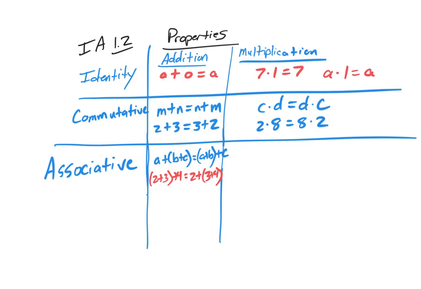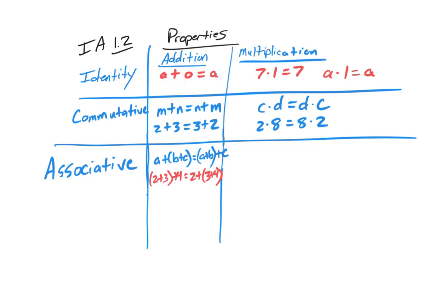Over here, we're going to do it in a little bit different order. 3 plus 4 is 7. 2 plus 7 is also 9, okay? So what we're saying here is what is being associated really doesn't matter. As long as it's the same three numbers, if I move the parentheses around, when I add those three numbers together, it doesn't really matter what comes first or second, okay, or third. So we call that the associative property.